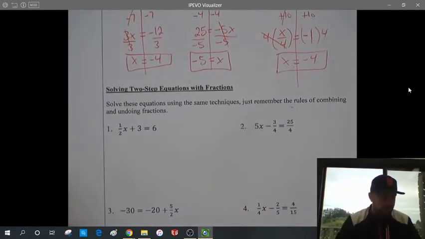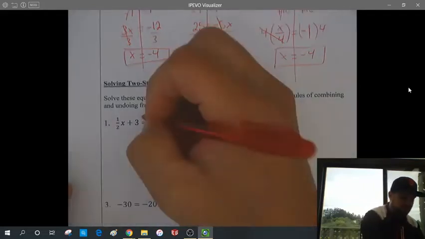Okay, now moving on to solving two-step equations with fractions. So solve these equations using the same techniques. Just remember the rules for combining and undoing fractions. So in this next one we have, for number 1 in this set of examples, 1/2 x plus 3 is equal to 6. So I'm going to approach it the same way.